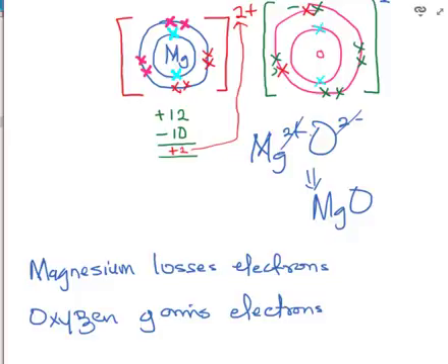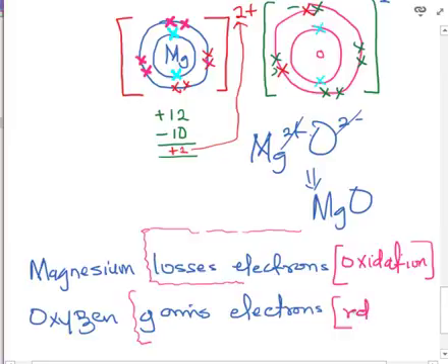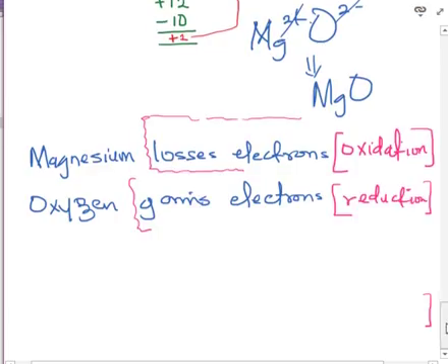Whenever a substance loses electron, that substance is oxidized. That substance has undergone oxidation. So we will say magnesium is oxidized, or we say this process is oxidation. So loss of electron is oxidation, while gain of electron is reduction.